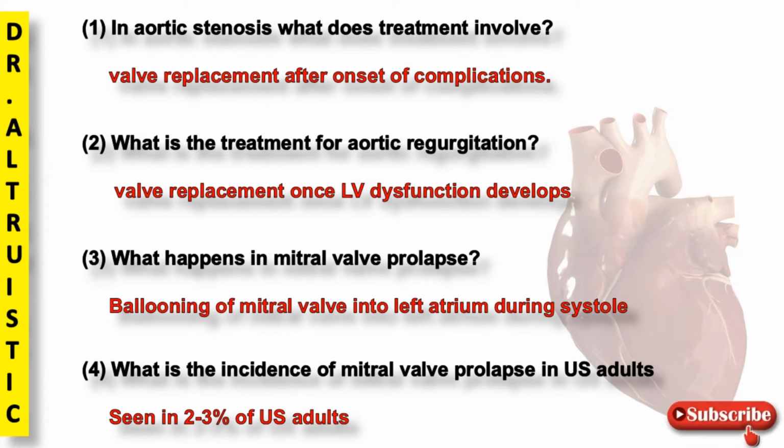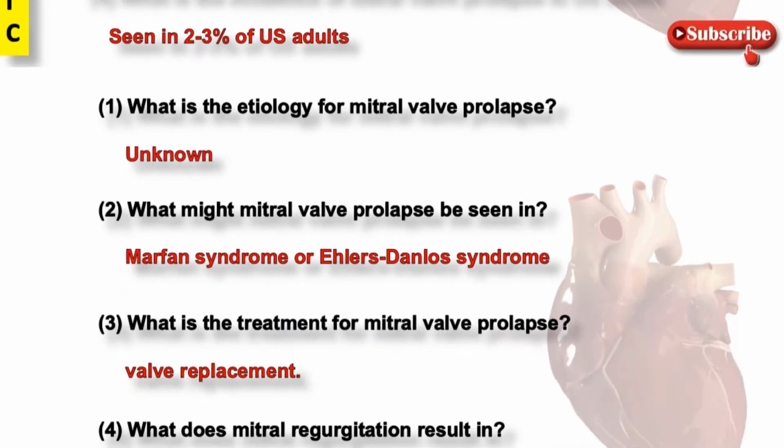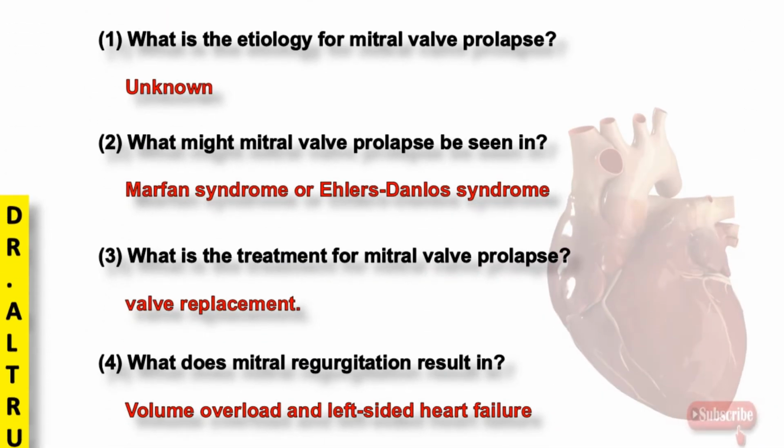1. In aortic stenosis, what does treatment involve? Valve replacement after onset of complications. 2. What is the treatment for aortic regurgitation? Valve replacement once LV dysfunction develops. 3. What happens in mitral valve prolapse? Ballooning of the mitral valve into the left atrium during systole. 4. What is the incidence of mitral valve prolapse in U.S. adults? Seen in 2–3% of U.S. adults.